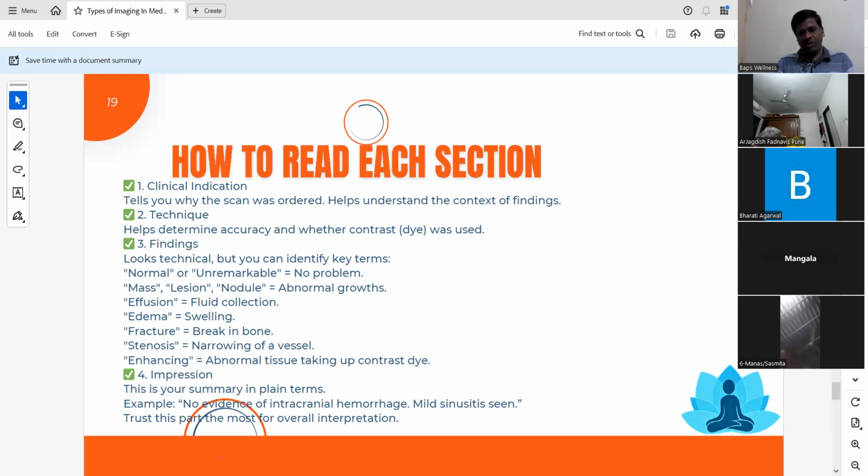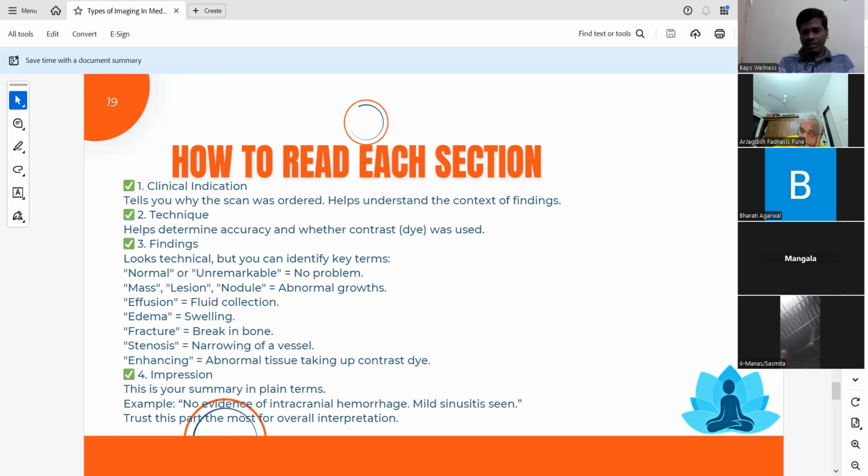Stenosis. Stenosis is narrowing of the passage. It may be a blood vessel or it may be the spinal canal, spinal stenosis. Then enhancing: wherever contrast dye is used, the abnormal tissue which takes up more contrast dye is enhancing. It's commonly used wherever the dyes are used.